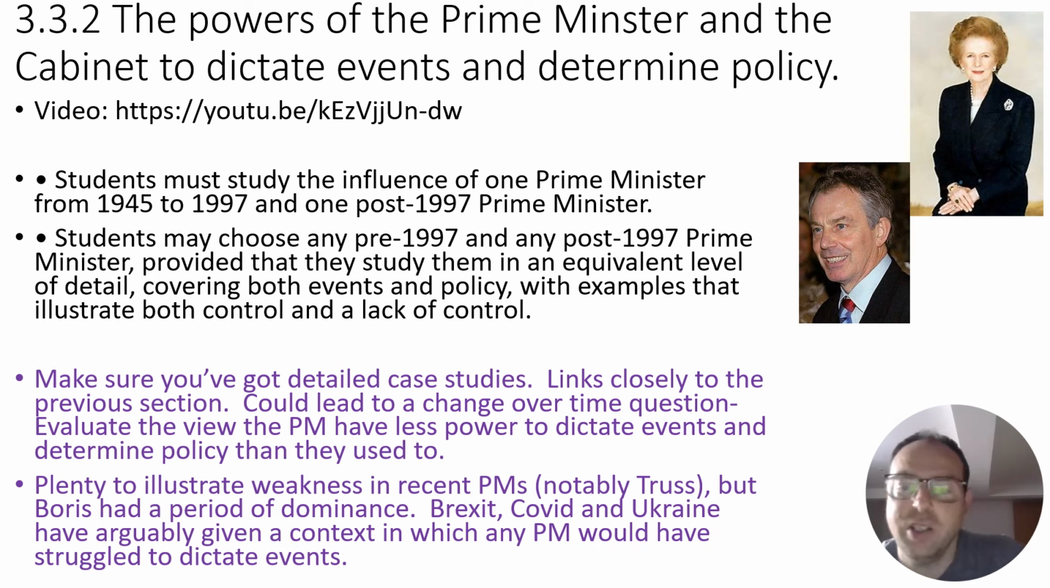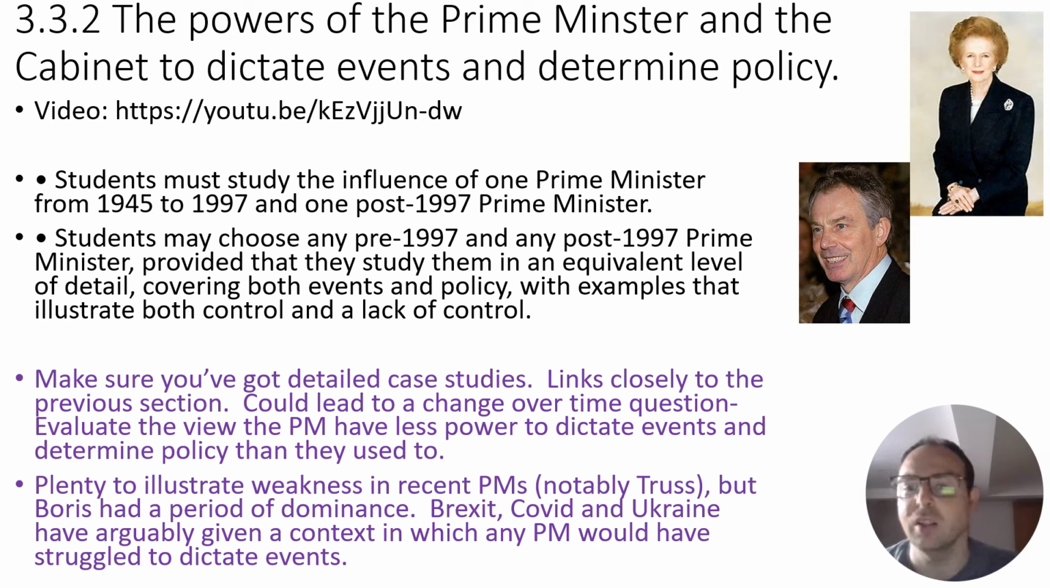And there's plenty to illustrate weakness in recent Prime Ministers, notably Truss, who was outlasted by a lettuce. But we did have some periods of dominance in the modern day, notably Boris Johnson for a brief period of time following the general election in 2019. You can argue that with Brexit, COVID, and the Ukraine crisis, there has arguably been a context in which any Prime Minister would struggle to dictate events. Since the 2019 election, the Conservative government has been, in parliamentary terms, in a very comfortable position with a very solid majority.